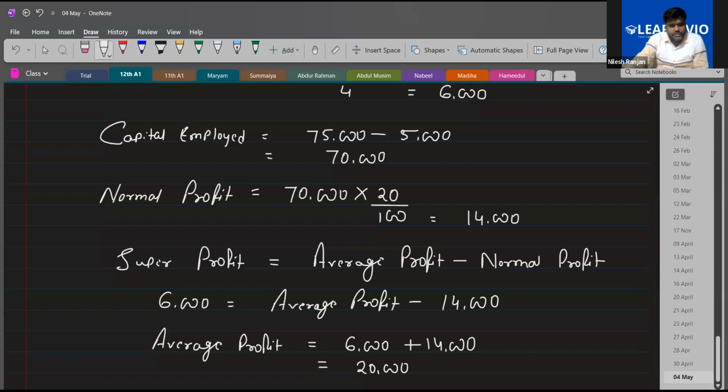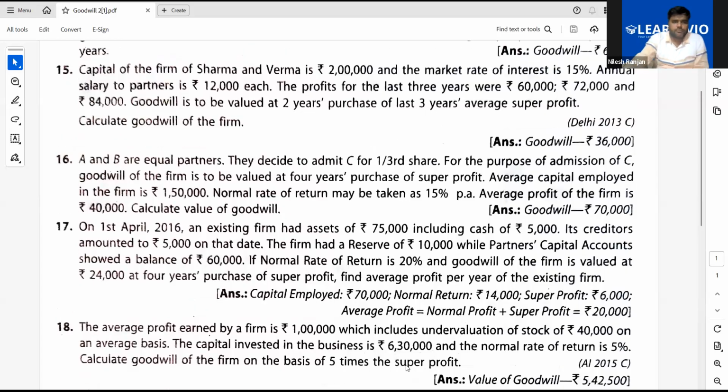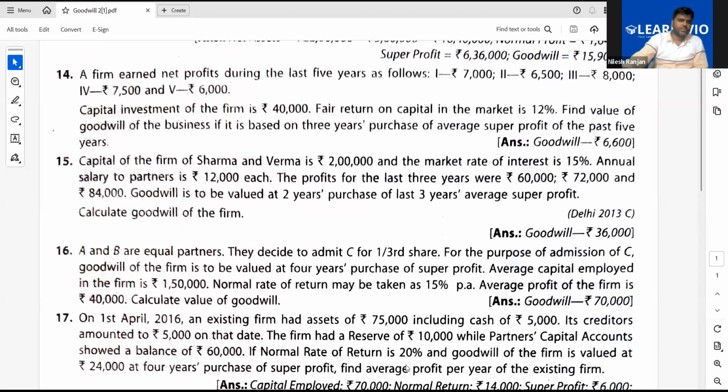Okay, if you have completed this, then this question number 15, you can see here, there is some other information. Capital of the firm of Sharma and Burma is 2 lakh and the market rate of interest is 15%. So capital employed is 2 lakh and market rate of interest or normal rate of return is 15%. Market rate of interest is also called normal rate of return. So 2 lakh into 15%, it will be 30,000, the normal profit.